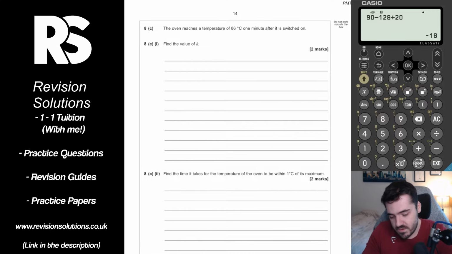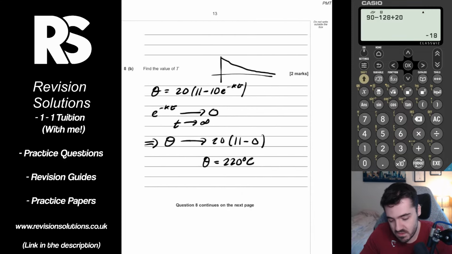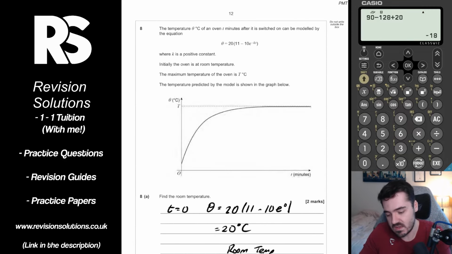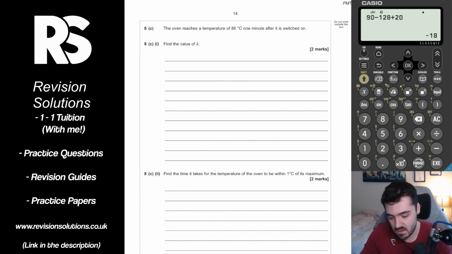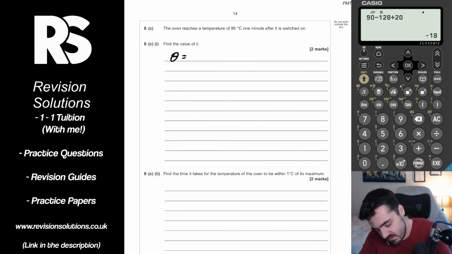Then it says the oven reaches a temperature of 86 degrees centigrade 1 minute after it is switched on. Can we find the value of k? So whenever you get something like this, guys, where there's units going on, make sure you double check the units. In this case, it is actually written in minutes, but sometimes they like to write it in seconds just to throw you off. The significance of that is if they don't give you the same units as the beginning of the model, then you have to convert. But here we don't, so we just know that theta is 86 when t equals 1.